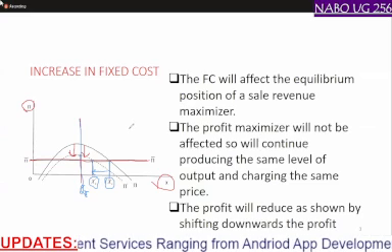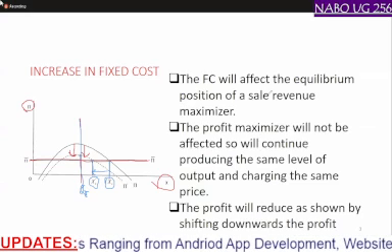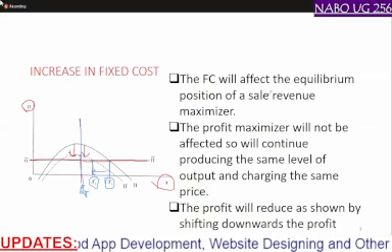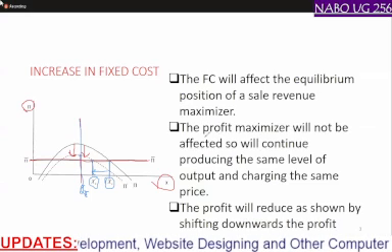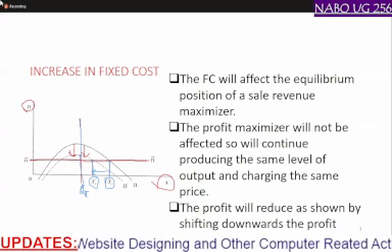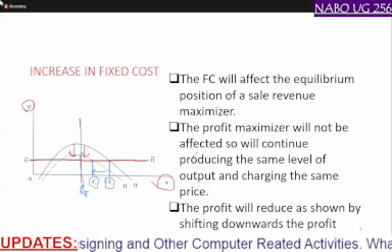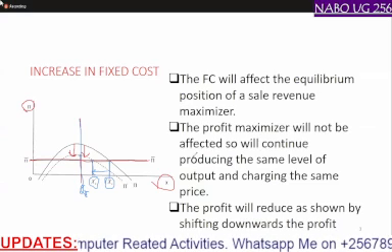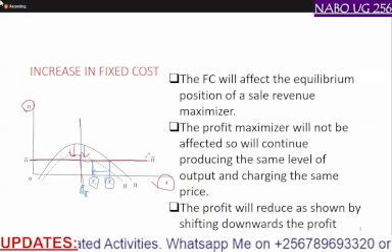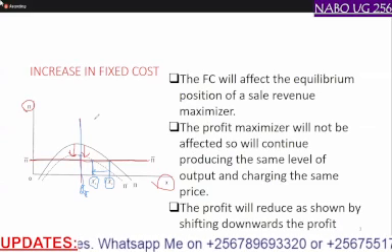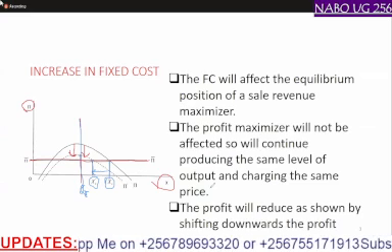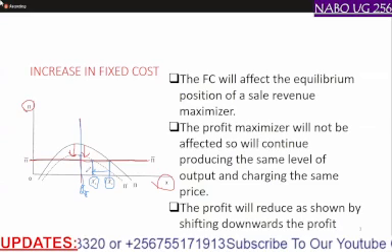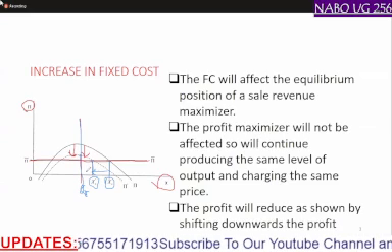He will continue producing the same level of output, but his profit would fall. But the sales revenue maximizer is the one that is affected by an increase in fixed cost because he has to reduce output level from XS to XS prime, or you may call them Q to Q prime. But for both of them, the profit lowers. That is the impact of an increase in fixed cost.